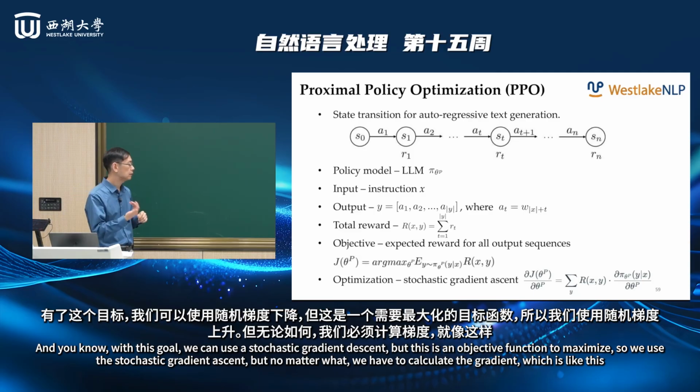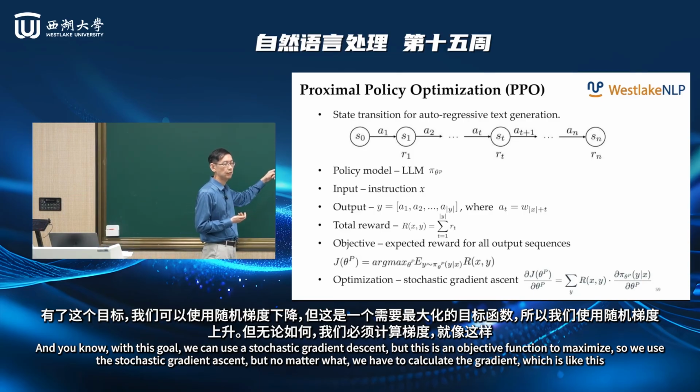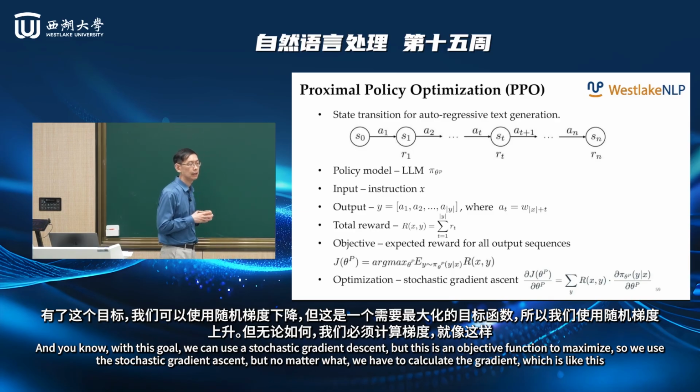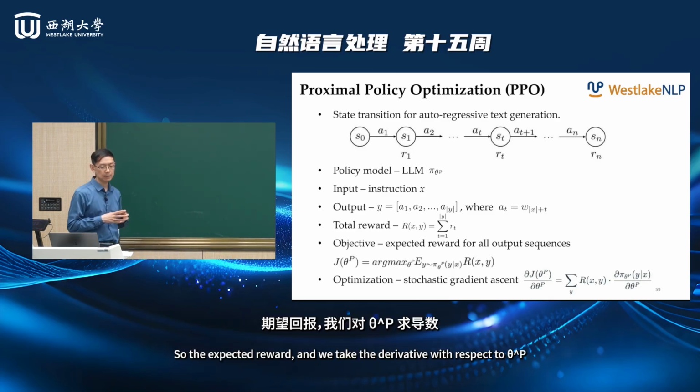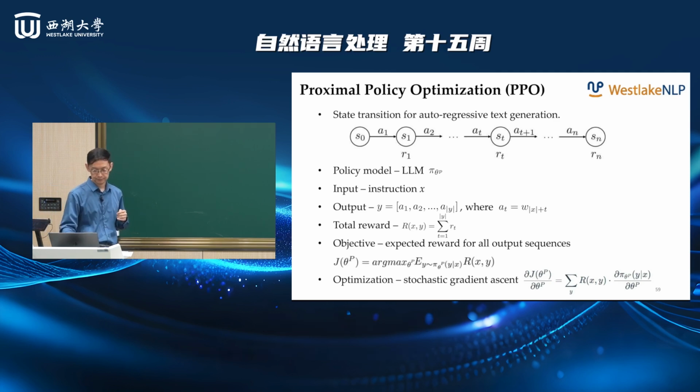So this is the goal. With this goal, we can use stochastic gradient descent, but this is an objective function to maximize, so we use stochastic gradient ascent. But no matter what, we have to calculate the gradient, which is like this. So the expected reward, and we take the derivative with respect to theta p, or the large language model.